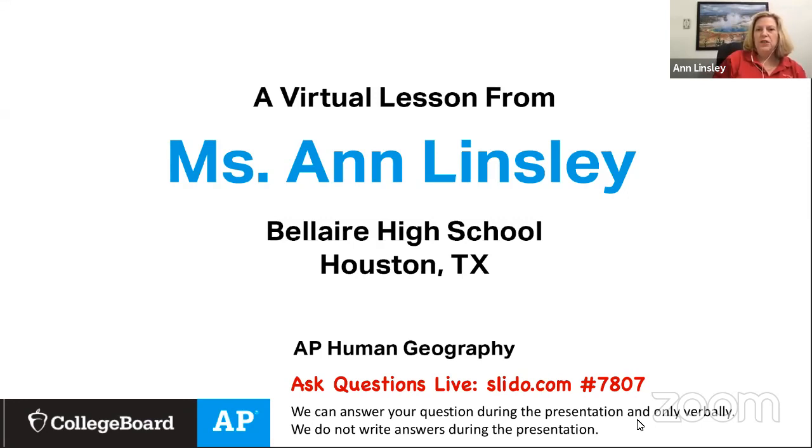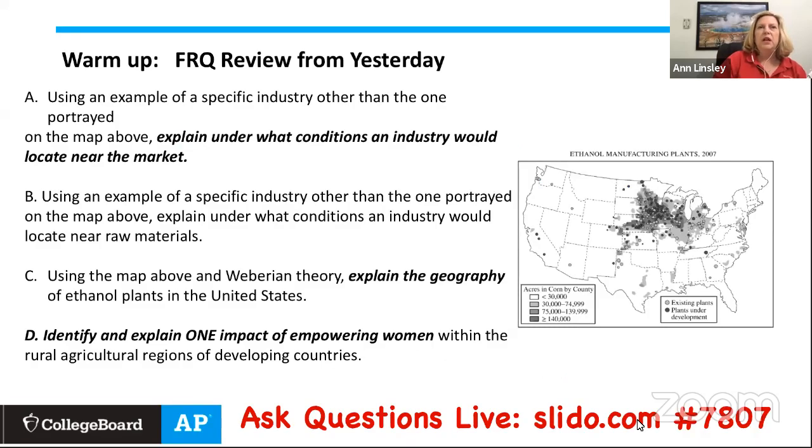So first thing I want to do is to begin with the questions that I proposed to you yesterday for FRQ review for our exam that's coming up. In particular, I wanted to point out that this is a question that is blending agriculture and industrial location. So this is a blended topic, and it's a really good example of a blended topic. And we have some more that we're going to show you as well.